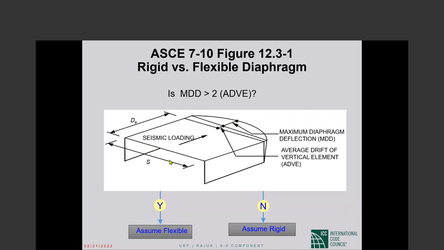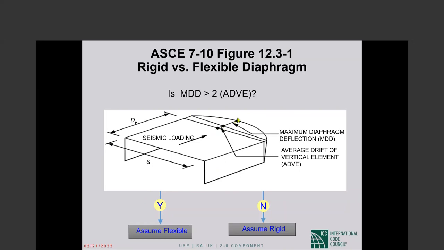The loads applied along the edges of the diaphragm will go to the supporting seismic force resisting system, if these are two shear walls. If the two shear walls are identical, half the load will go to this shear wall, half the load will go to that shear wall. Okay? If that shear wall is twice as stiff as that shear wall, 2/3 of the load will go to the stiff shear wall, 1/3 to the other shear wall. Anyway, we will calculate the interstory drift of this shear wall under its tributary load, and we will calculate the interstory drift of that shear wall under its tributary load. The average of those interstory drifts is ADVE.